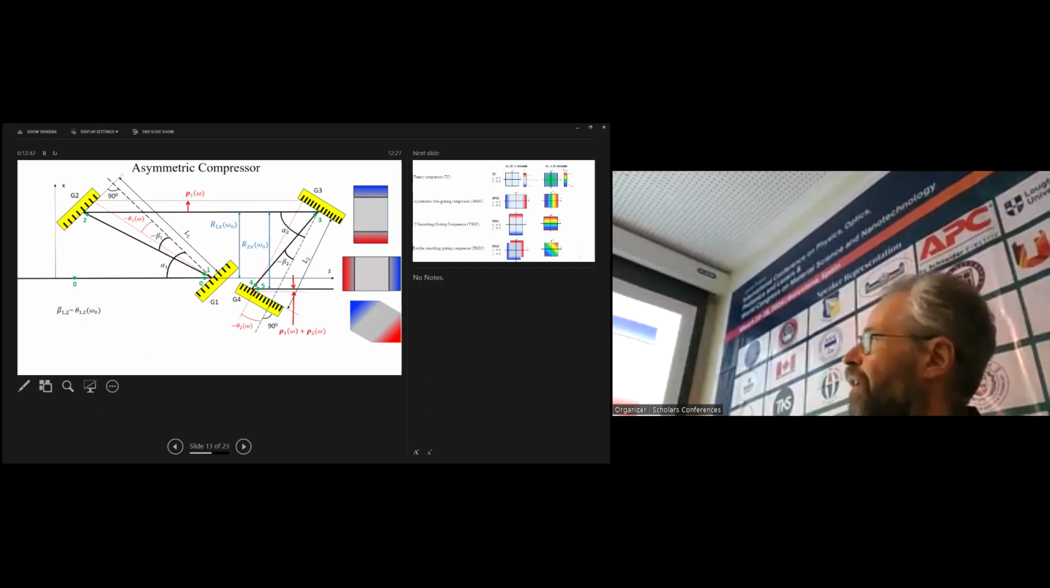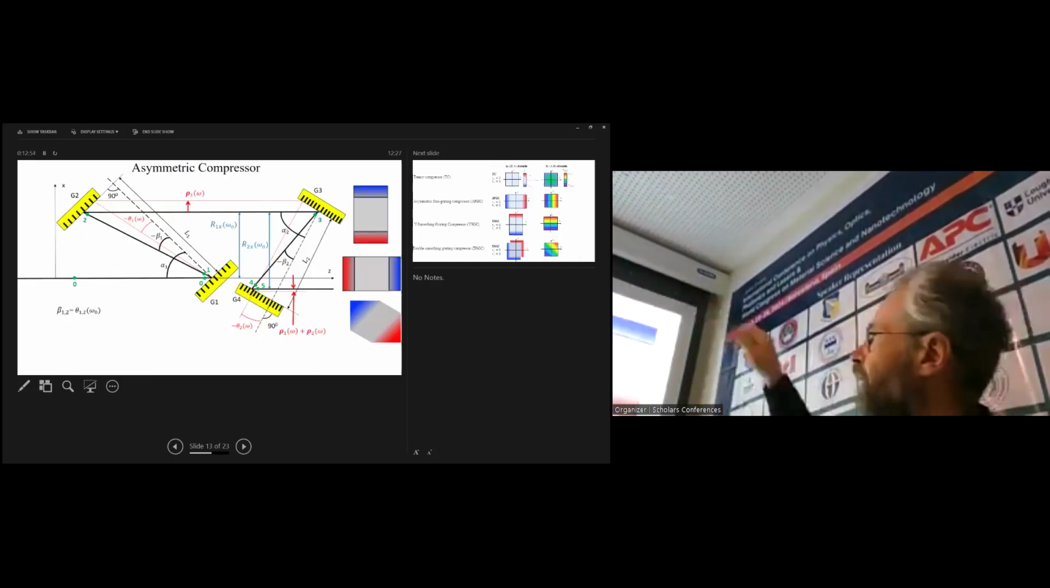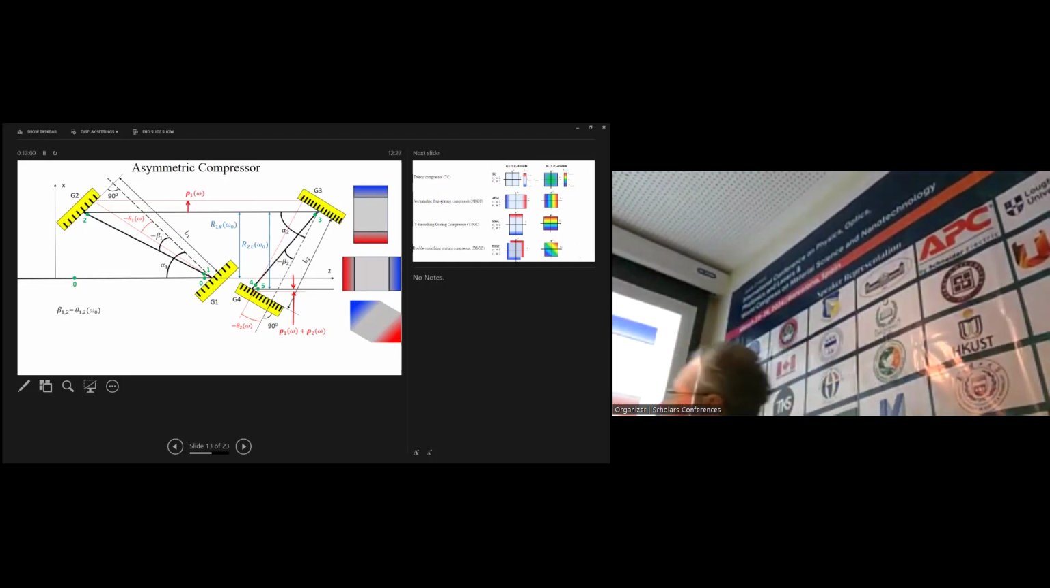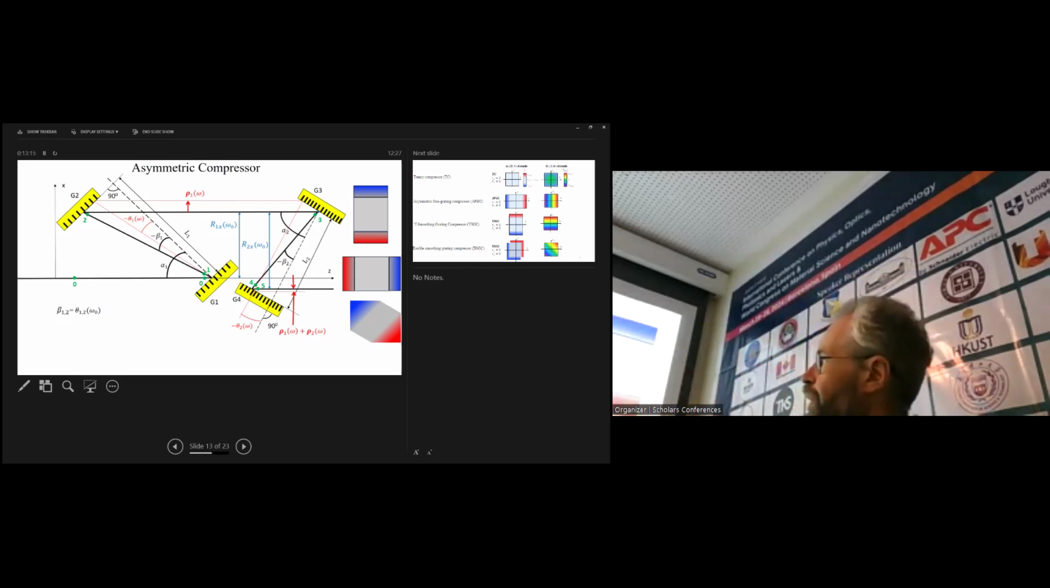Well, a couple of years ago, two different kinds of compressor were proposed based on this four-grating compressor, but modified in two directions. The first direction is this one, the title is not seen. It's an asymmetric compressor. So it's the same four gratings, two pairs, but you see that the pairs are different from each other. Different distance between gratings, different angles, different groove density, actually arbitrary. So gratings in each pair are identical, but the pairs are not identical.